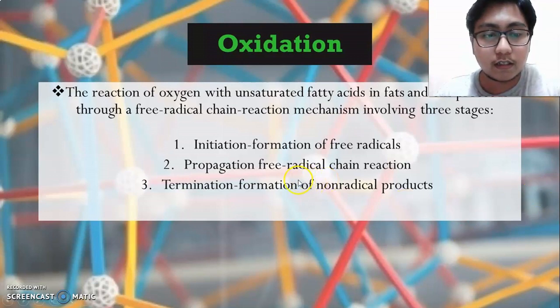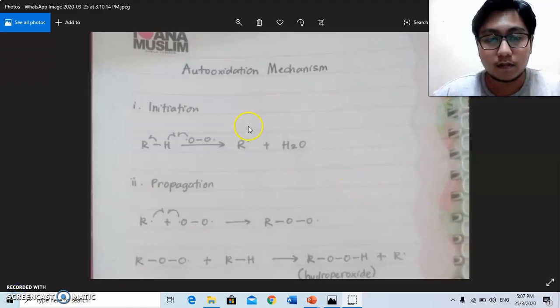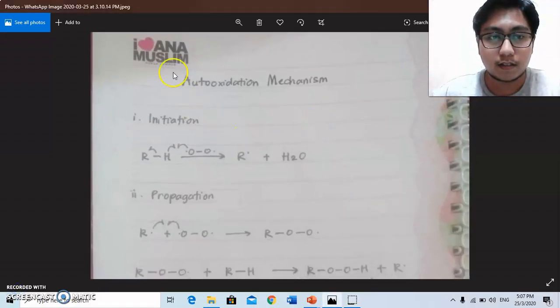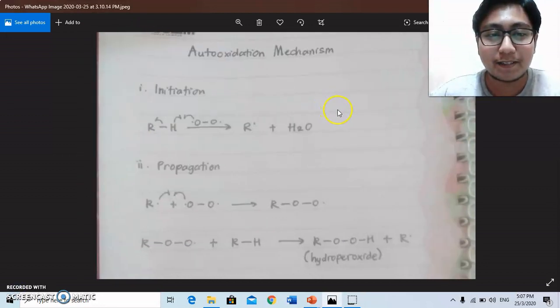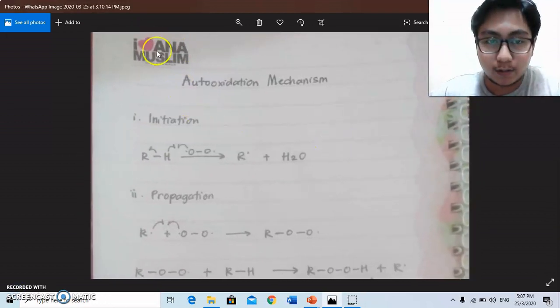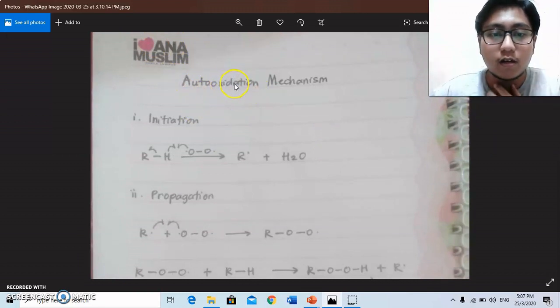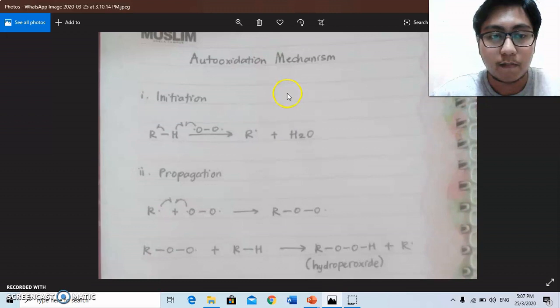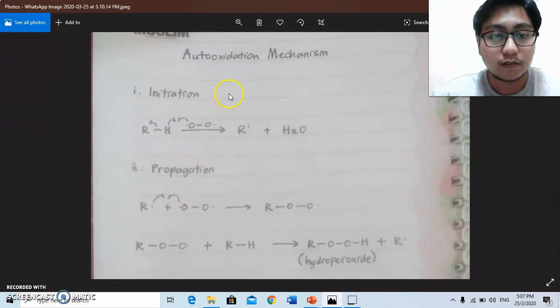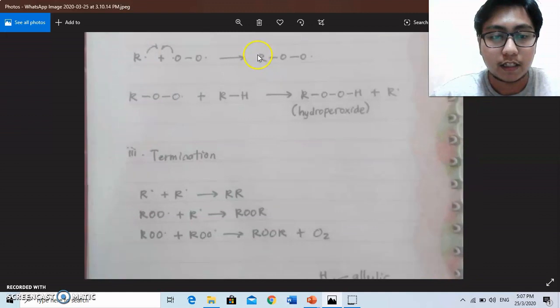So right now we're going to take a look at the mechanism of the oxidation. Alright, so oxidation, or the oxidation mechanism, or you can call the oxidation process, is also called autooxidation. So its other name is autooxidation. We're going to look at the autooxidation mechanism. As I've mentioned earlier, it involves 3 steps: initiation, propagation, termination.